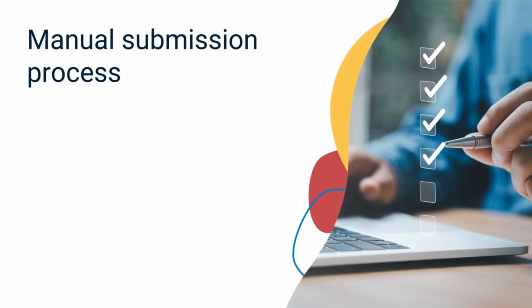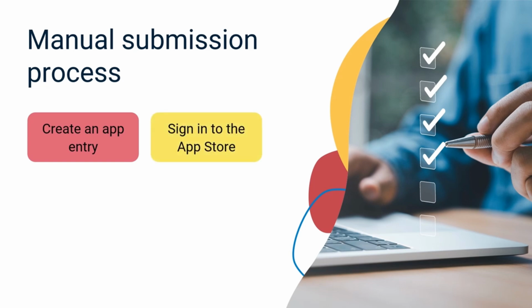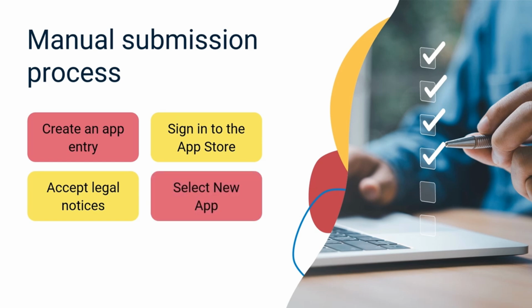If you are ready to publish your app, here is the manual submission process. To begin manual submissions, create an app entry on App Store Connect. Then, sign into App Store Connect and accept any legal notices that may appear. Next, click the blue plus button under the app's header and select New App.